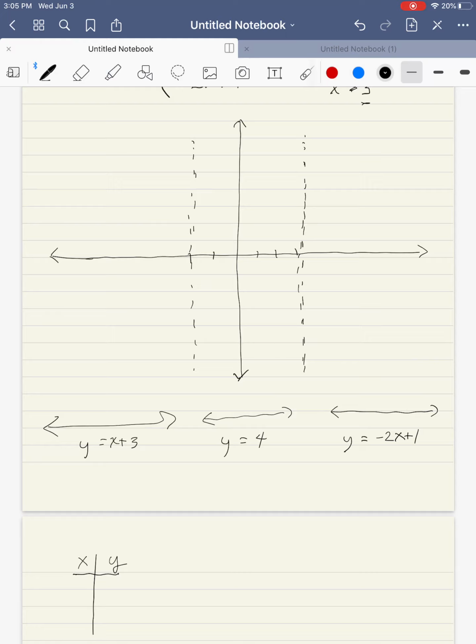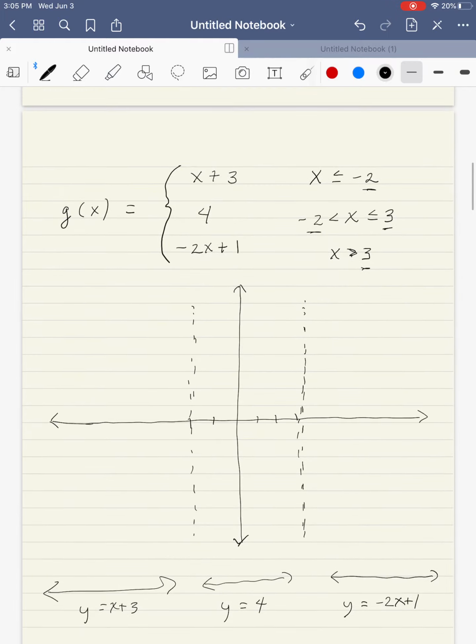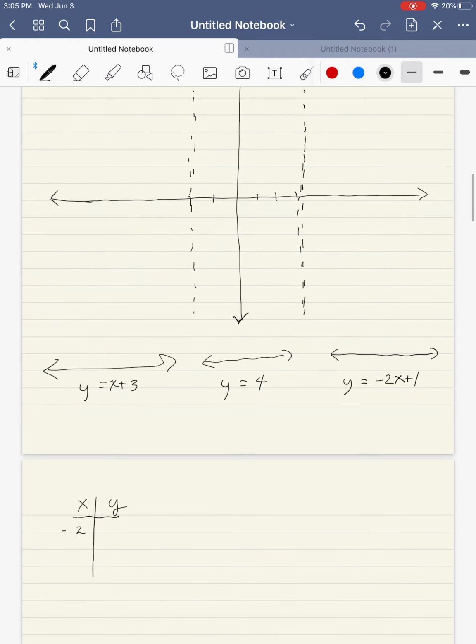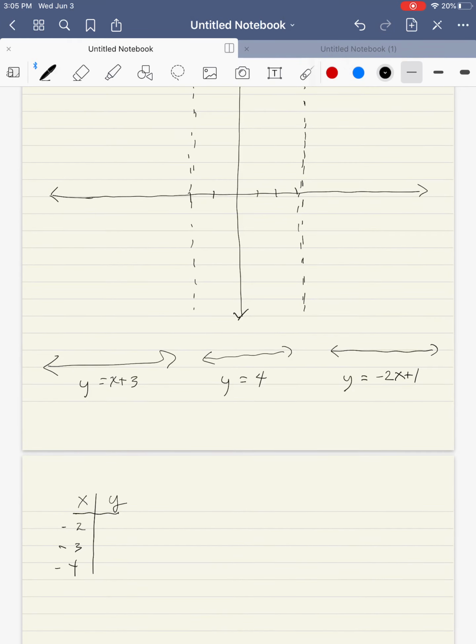I can just find a couple of points. And so to find f of some numbers less than or equal to negative 2, I'm going to use negative 2, say negative 3, negative 4. Those are some numbers in that portion. And I plug each one in. Negative 2 plus 3 is 1. Negative 3 plus 3 is 0. Negative 4 plus 3 is 1. So I can plot those 3 points.